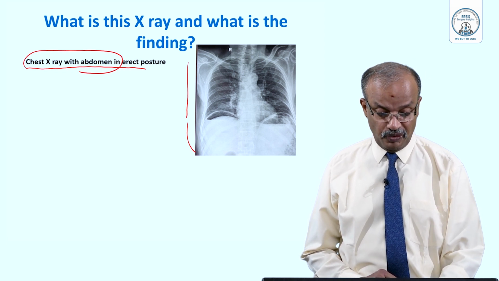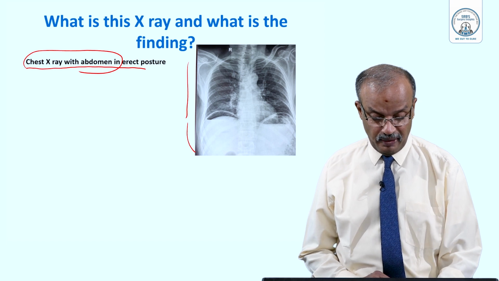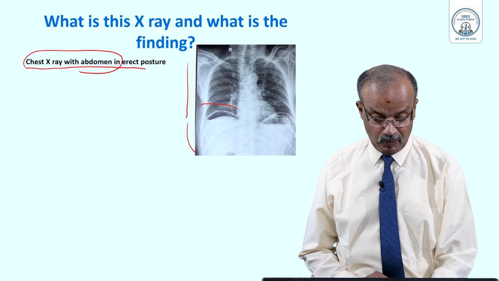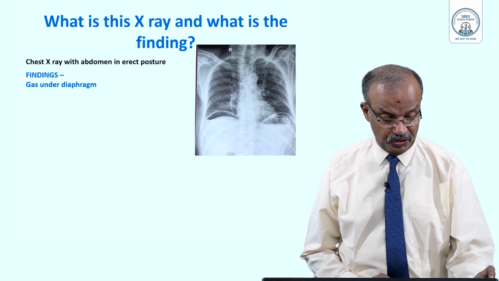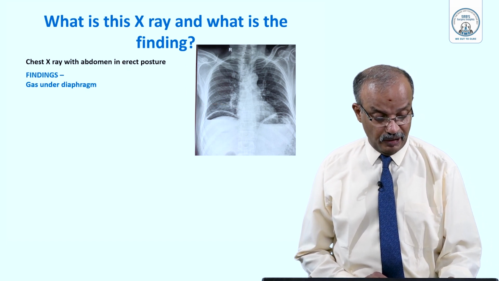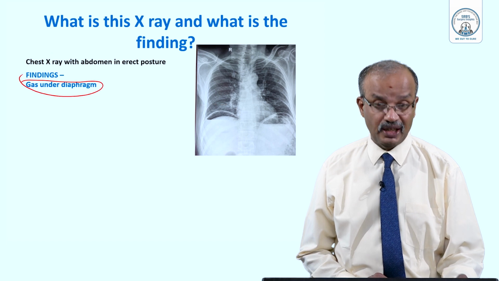Only plain X-ray abdomen, if you say, they may miss the diaphragm, because chest and upper abdomen should be seen, diaphragm should be seen. So there is a chest X-ray with abdomen in erect posture. So finding is gas under diaphragm. So this is the finding which you have to always tell in the exam.